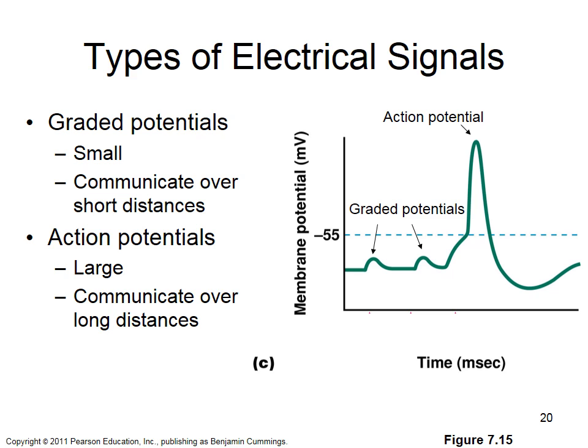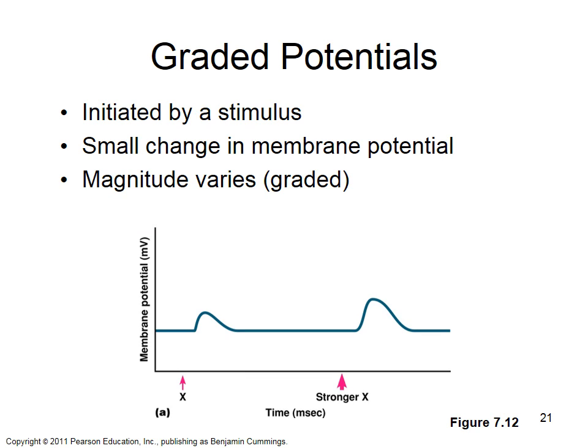Okay, so graded potentials are due to the ligand-gated ion channels. Action potentials are due to the voltage-gated. Graded potentials are fired on the dendrites and cell body. Action potentials on the axon hillock, and then all the way down the axon. Okay, so let's talk about graded potentials first.